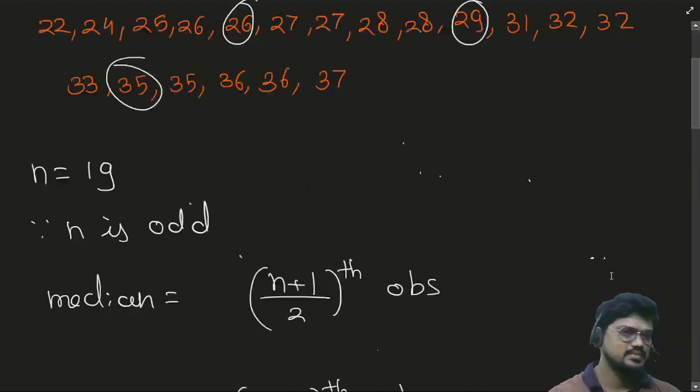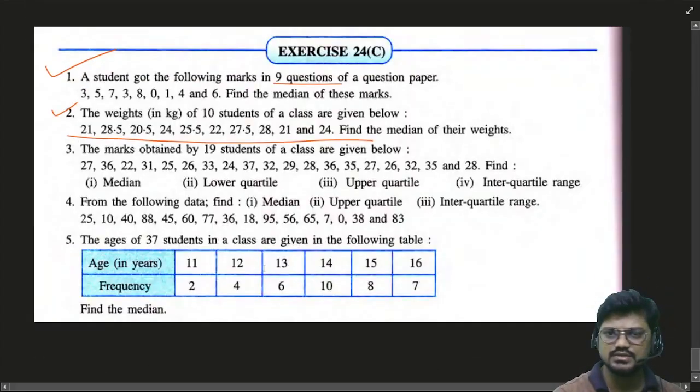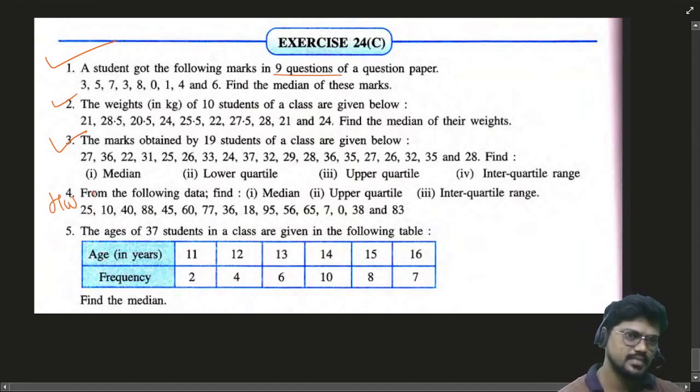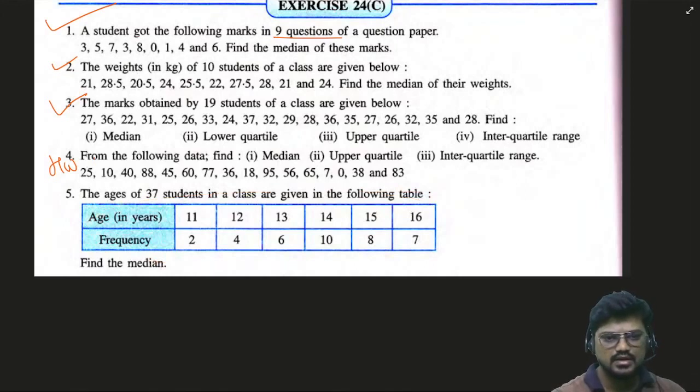Now we are done with the median, lower quartile, upper quartile, and interquartile range. Same thing over here: from the following data, find the median, upper quartile, interquartile range. I hope you can do it. Try doing this sum in your homework. Next, the ages of students are given. Find the median. This type of sums we have already done from the CBSE books. It is the same kind of question. Now another type of question is just finding the lower quartile and upper quartile.